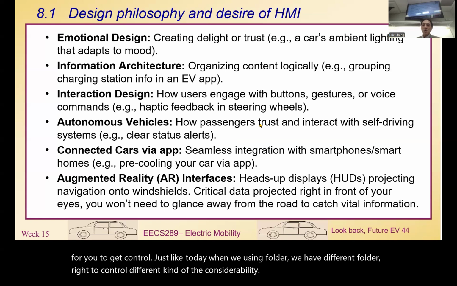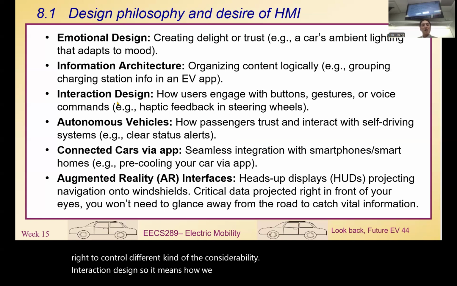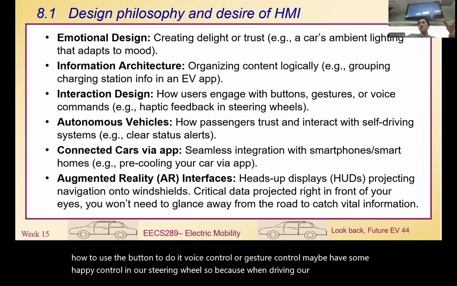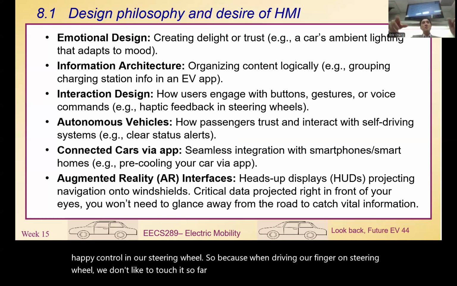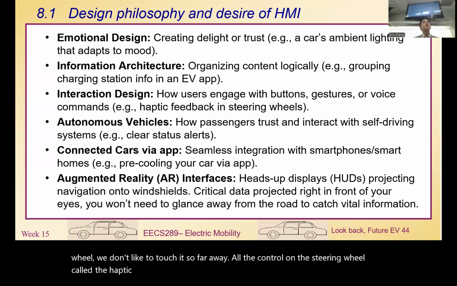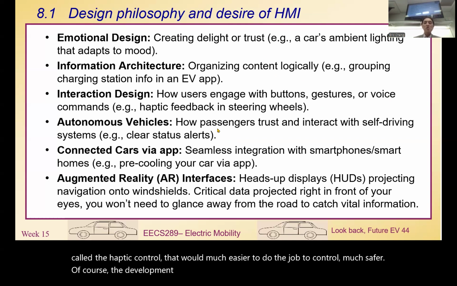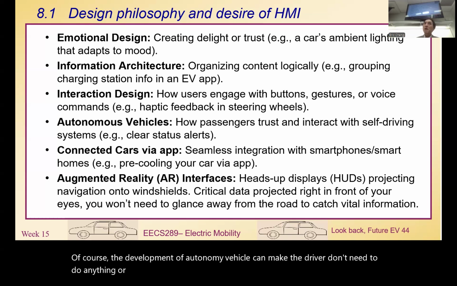Interaction design. It means how we control them, what kind of interaction we need, how to use the button to do it, voice control or gesture control, maybe some haptic control on our steering wheel. When we're driving, our fingers are on the steering wheel, and we don't like to reach so far away. All the controls on the steering wheel, called haptic control, will be much easier and much safer. Of course, the development of autonomous vehicles can mean the driver doesn't need to do anything, or the vehicle adapts to a certain pattern of the driver's requirements. That is another way for the HMI.